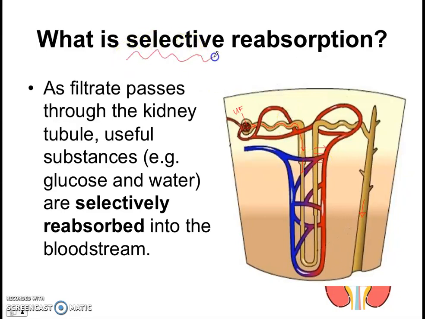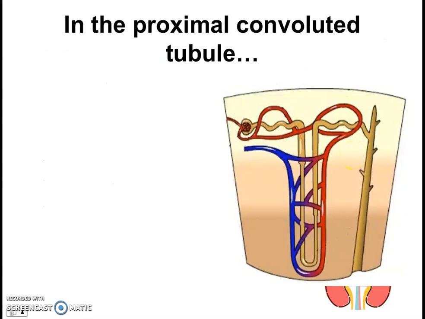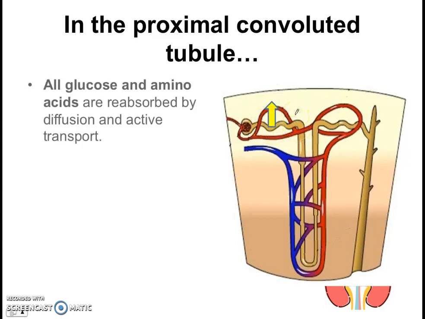Now, why is it selective? Because the body picks and chooses. I can decide I want to take back certain substances into the blood, but I want to leave certain substances in the tubule to come out as urine. So it's a selective process. Okay, so selective reabsorption begins as soon as the filtrate enters the proximal convoluted tubule. Now, inside the proximal convoluted tubule, all glucose and amino acids are reabsorbed by diffusion and active transport.